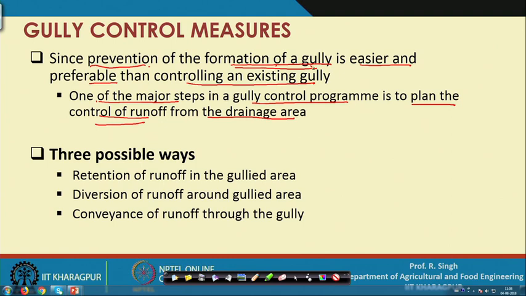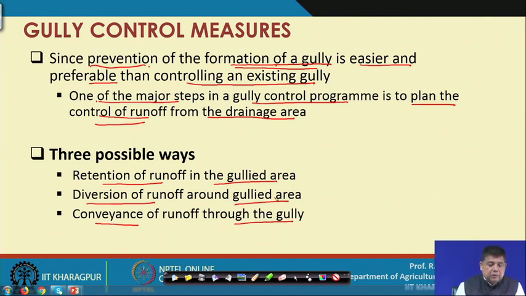Now, there are three possible ways of controlling runoff. One is retention of runoff in the gullied area. Second is diversion of runoff around the gullied area, and third is conveyance of runoff through the gully. So, these are the three possible ways in which we can control runoff. Let us see these possibilities one after the other.